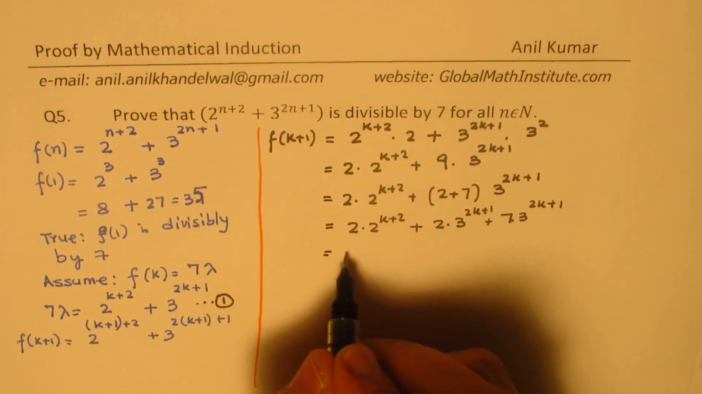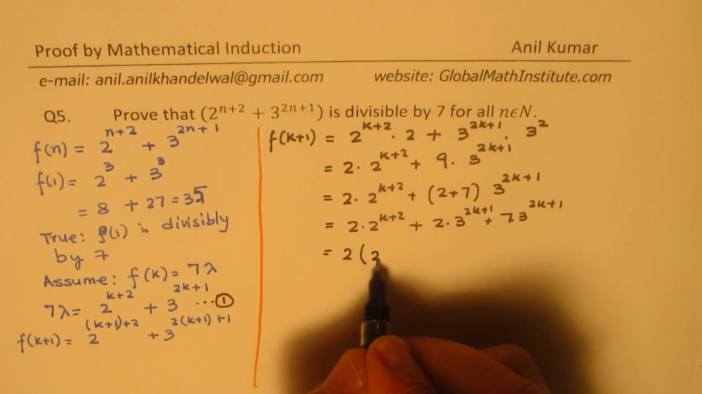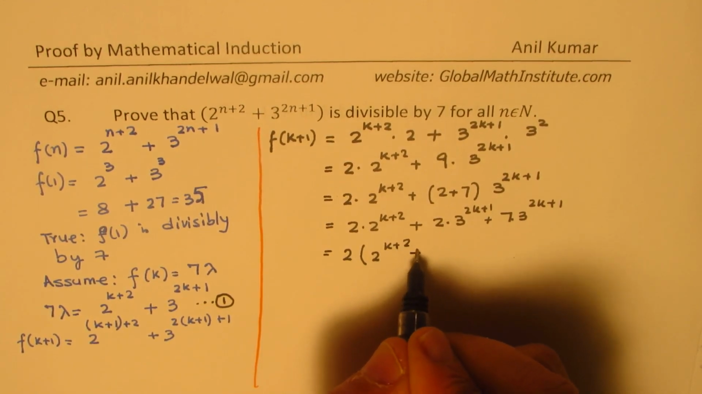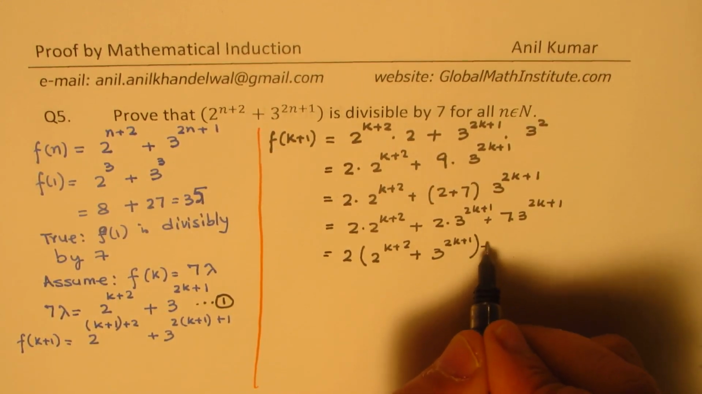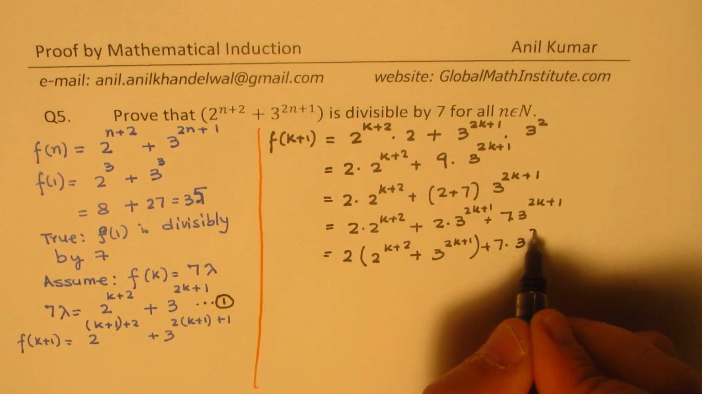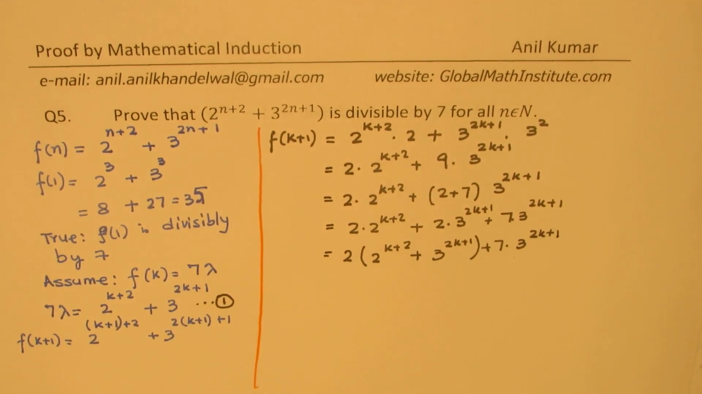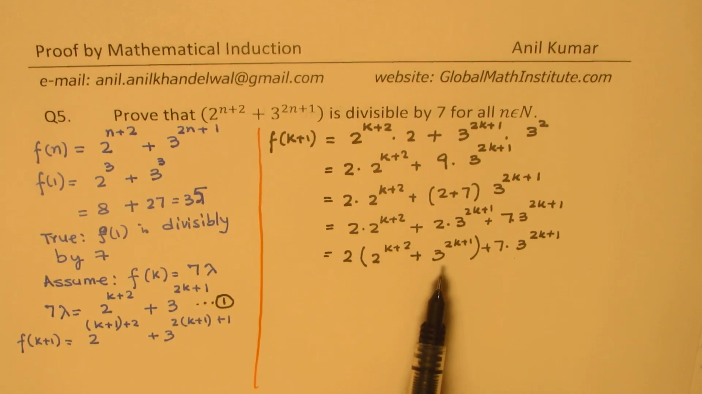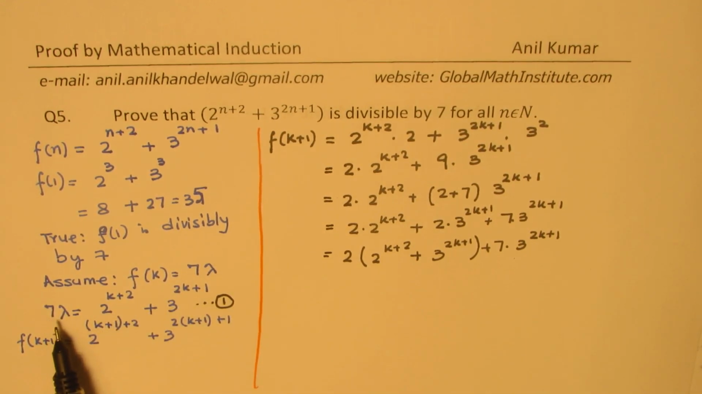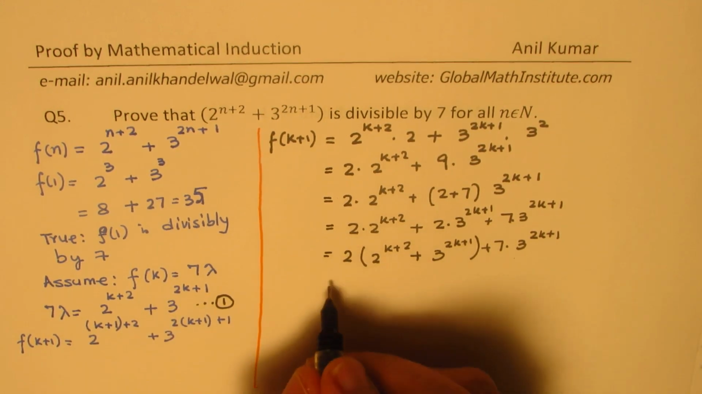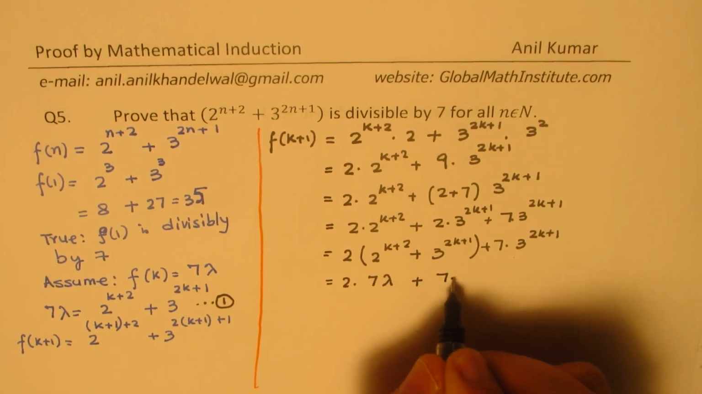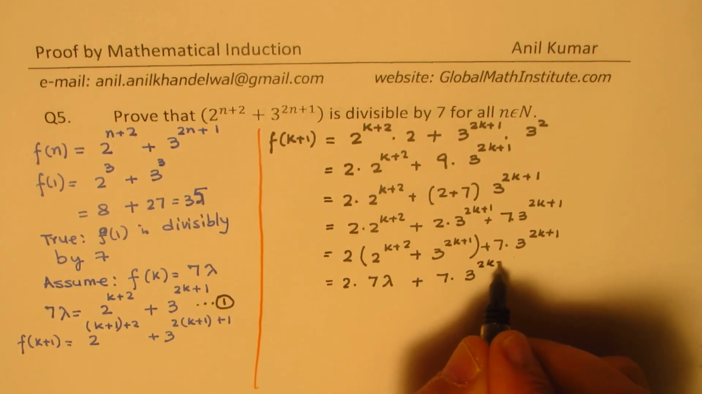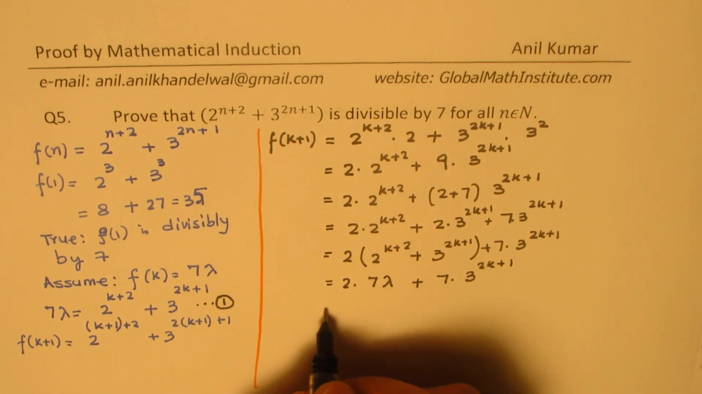Now here 2 is common, so we can write 2 common, and we get 2 to the power of k plus 2 plus 3 to the power of 2k plus 1, and that gives you 7 times 3 to the power of 2k plus 1. Now this first portion is given to us as 7 lambda. That is our assumption, right? This is a multiple of 7. So we can write this as 2 times 7 lambda plus 7 times 3 to the power of 2k plus 1. So now 7 is a common factor, right?